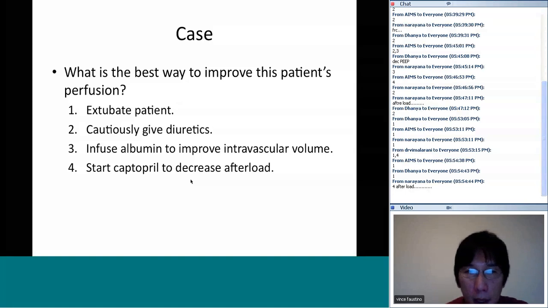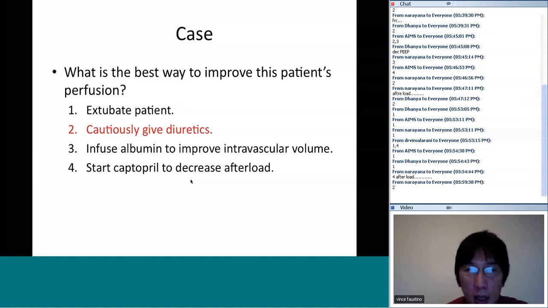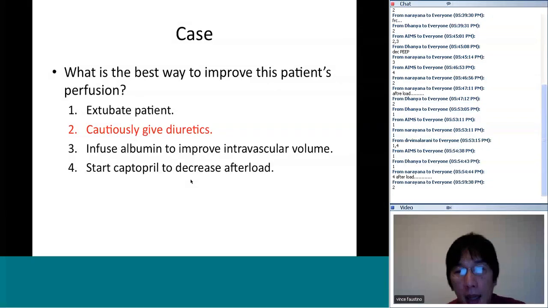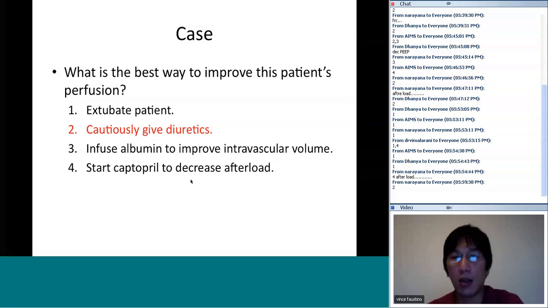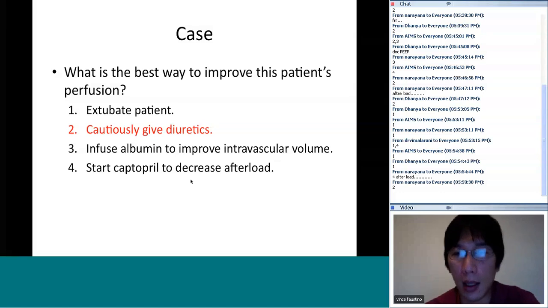Okay, so these are tricky. The best way to deal with this one is cautiously give diuretics. Again, I put the word cautiously because you're already dealing with someone with poor perfusion. But what you actually want to achieve is to decrease your RV EDV a little bit so that the compliance in your left ventricle improves and hopefully your blood pressure and your systemic perfusion improves after that. This is a case which I actually had before as a fellow, and it's very complicated and hard to take care of this patient.